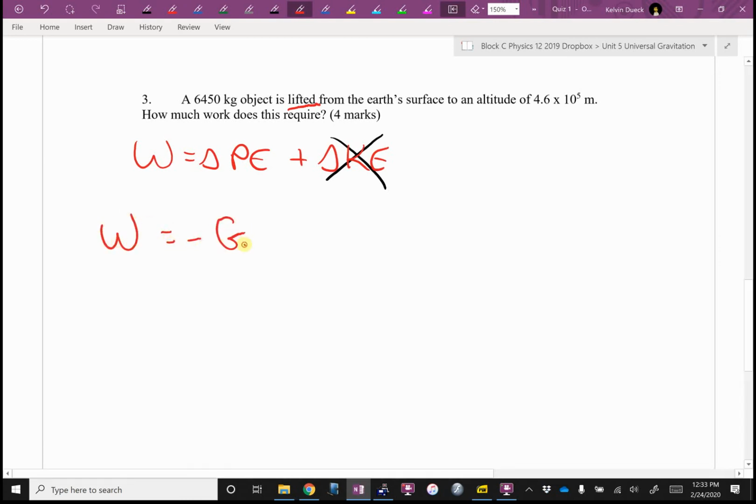So negative big G, big M, little m over... And I said to myself, you know what? Our final is going to be the altitude plus the radius of the Earth minus negative big G, big M, little m over radius of the Earth.